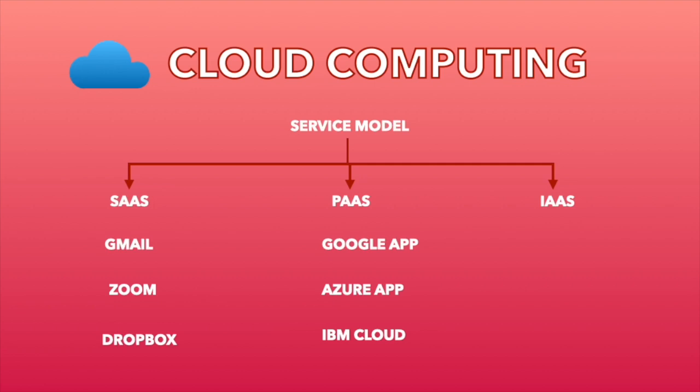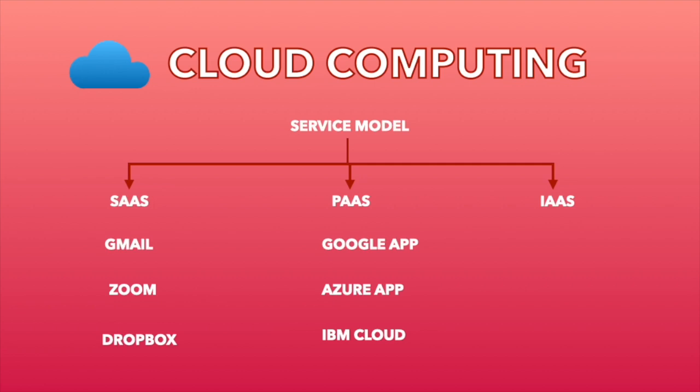Examples include Google App Engine, which lets you build scalable web apps, Microsoft Azure App Service, which helps create and deploy apps in the cloud, and IBM Cloud, which provides tools for developing, running, and managing applications. By using PaaS, organizations save time and resources while ensuring their applications run reliably and scale easily.